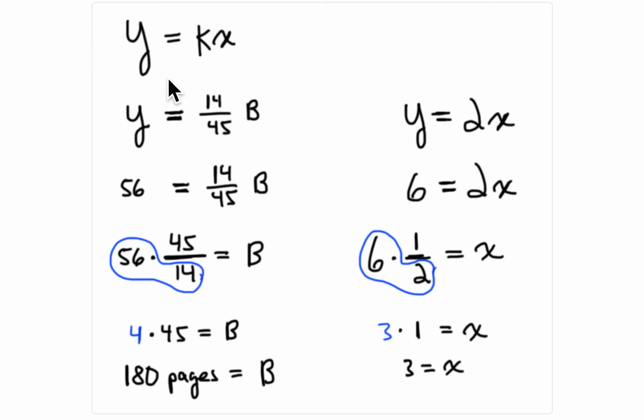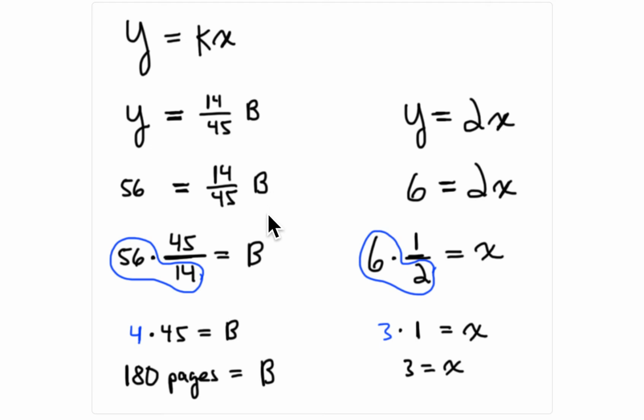So I did go back to the equation for proportional relationship. Don't really need that, but it just shows you that everything that we're doing can go way back into your early elementary school understanding of math. So I have 56 equals two factors. One factor is 14/45. The other factor is b, the size of the book, the length of the book.